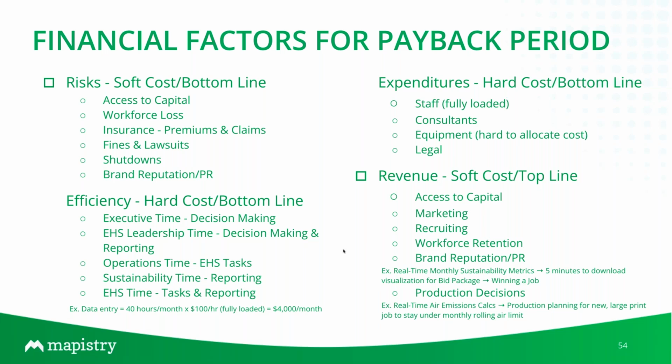Flipping back over to the lower left, the efficiency, what's the bottom line savings in my decision making? If I'm going to automate with software, I'm going to integrate in, can I save 40 hours a month on air emissions reporting? My fully loaded EHS staff cost is $100 an hour. That's $4,000 a month I can save that I'm going to compare against what I'm spending on something like Mapestry. If I'm spending $500 a month or $1,000 a month, that's a really nice payback period if I can automate that.